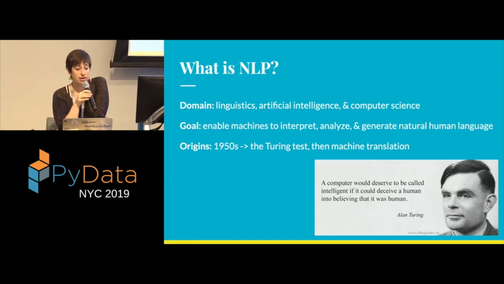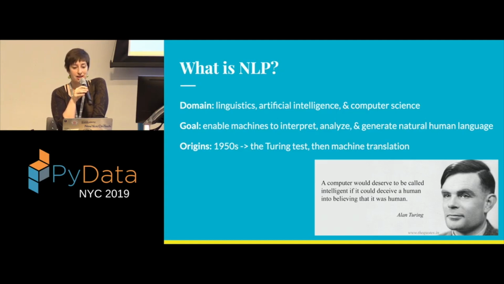NLP really got its start in the 1950s, originally with Alan Turing, the famous mathematician. He developed this idea for what should be really an artificial intelligence. And he hypothesized that a computer would deserve to be called intelligent if it could deceive a human into believing that it was human. So this developed into the Turing test, which was used as a model for determining whether or not a program had artificial intelligence for quite some time.